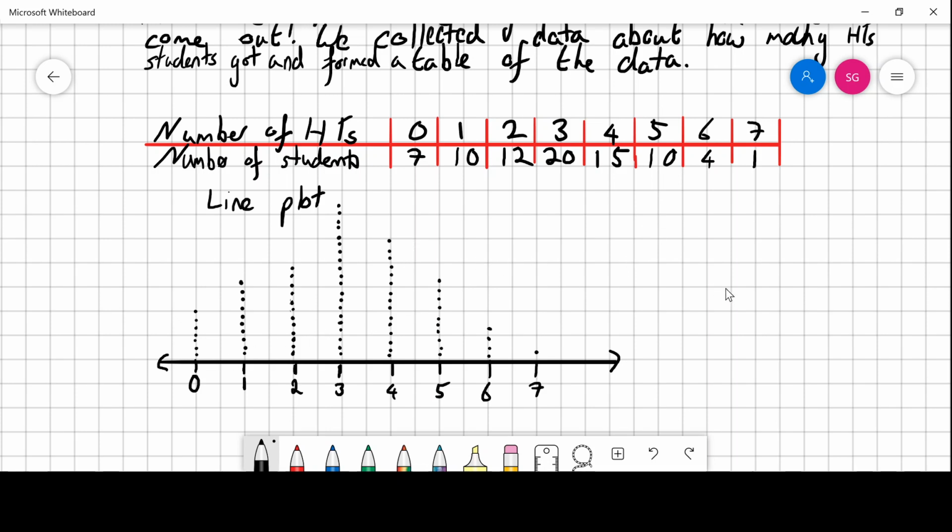Now you can also represent these otherwise. You could have done little X's, but we generally do dots for this.